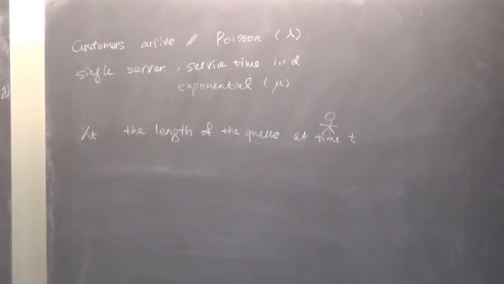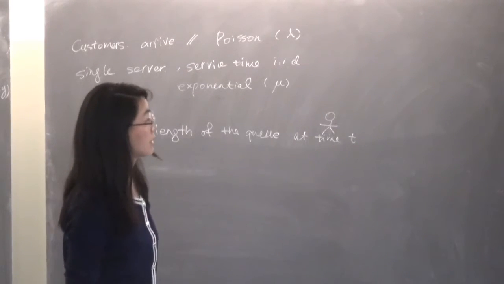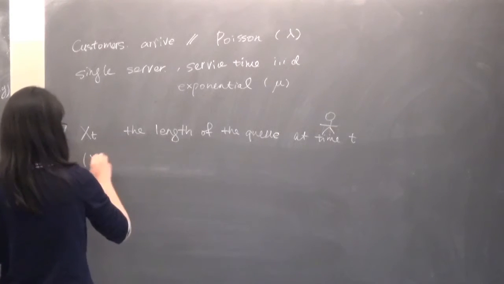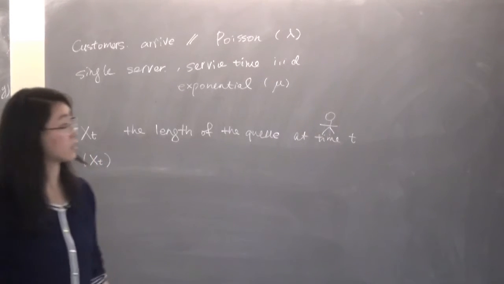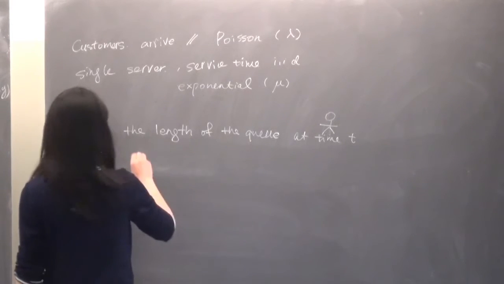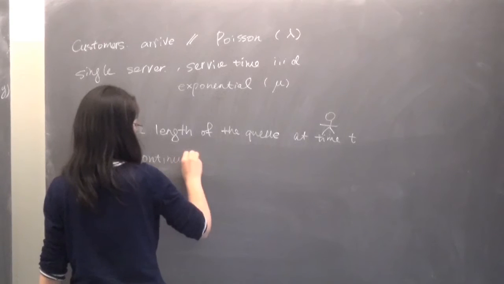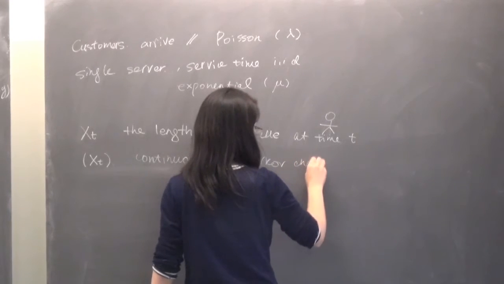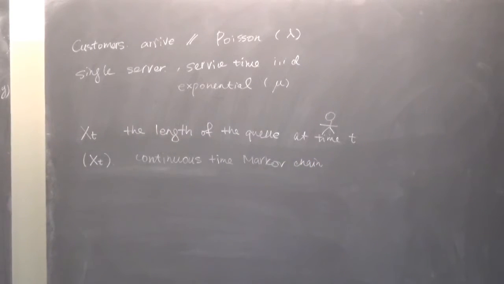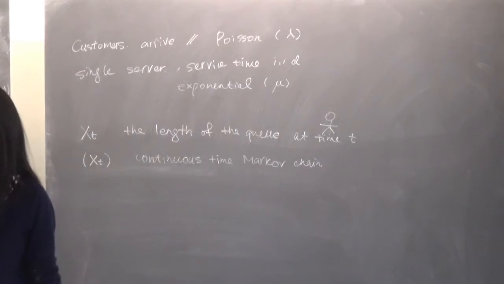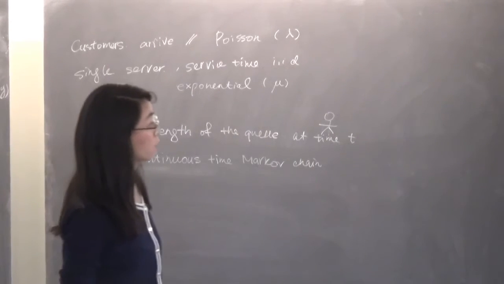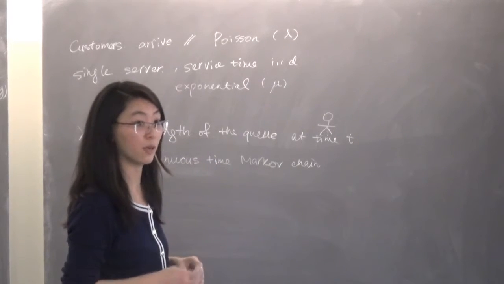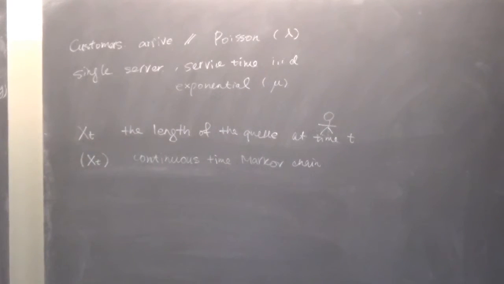So this is the length of the queue at time t. And now we are interested in this process X_t. First, we can see that this process X_t is a continuous time Markov chain. And we can also calculate the infinitesimal generator. So I will give you 3 minutes on this model. First, a quick check on why this is a continuous time Markov chain. So understand this model and try to solve for the infinitesimal generator of this process.